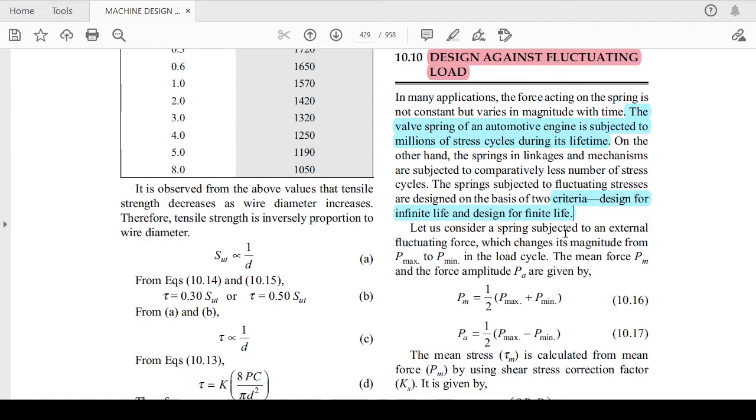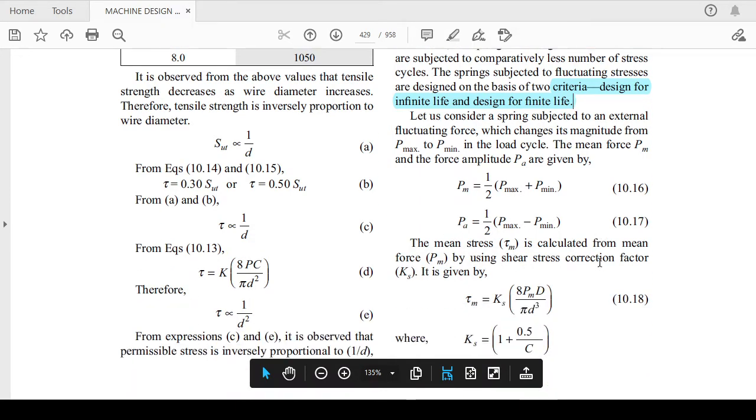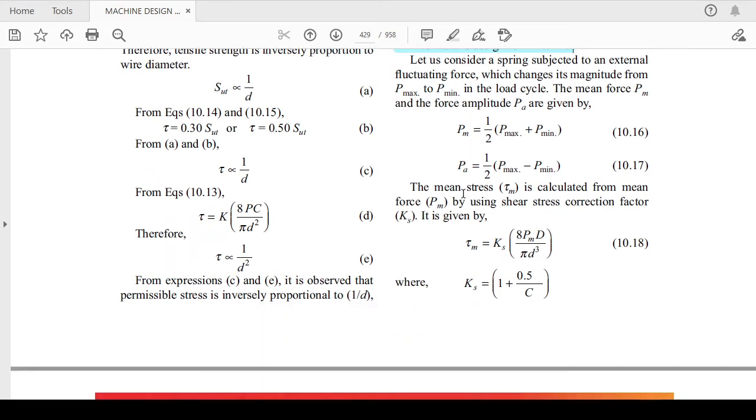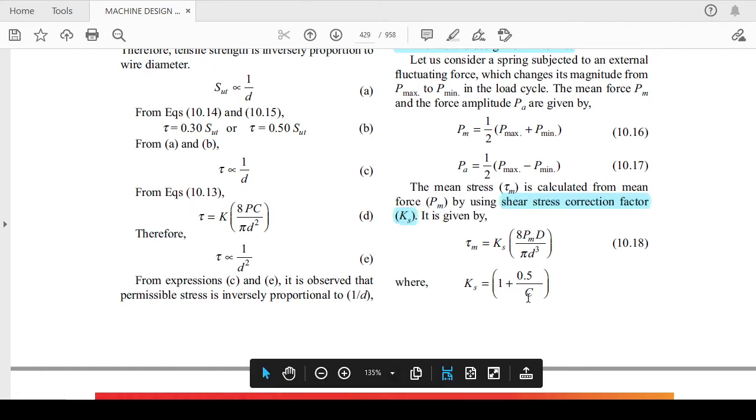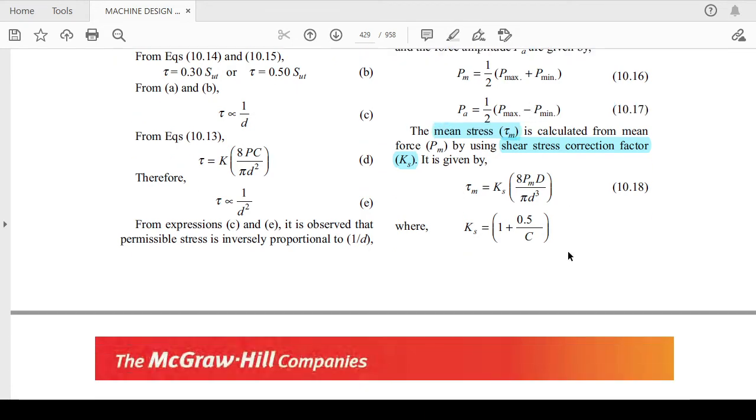Let's consider that this particular spring is subjected to a maximum load and a minimum load, which are P max and P min. So you can calculate the mean force or mean load, as well as the amplitude load Pa, with the help of these two equations by taking the average and the mean. Then the mean stress tau m is calculated with the help of the mean force, multiplied by the shear stress correction factor, which is called Ks. Ks is 1 plus 0.5 over C. What is C? C is the spring index. You can calculate the value of C first, then Ks, then the mean stress tau m.